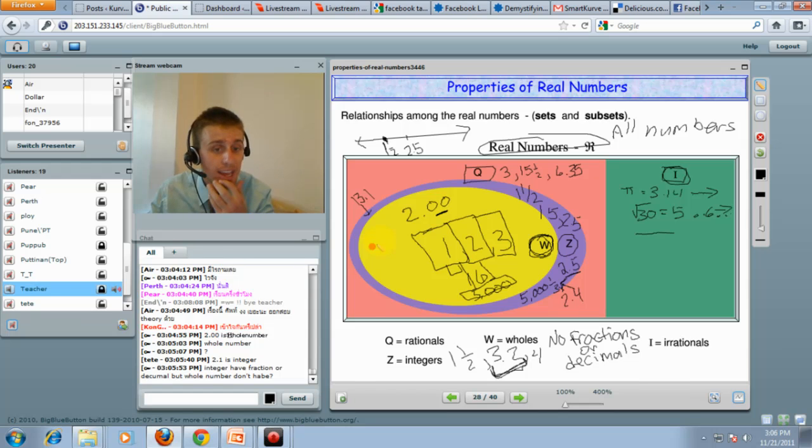Correct. A whole number cannot have a fraction or a decimal attached to it. If it is a whole number, there is no fraction or decimal. An integer can have a fraction or decimal. 1 and 1/2, and 1.5. It's an integer. It is not a whole number.